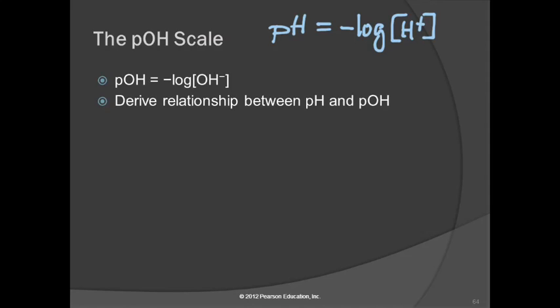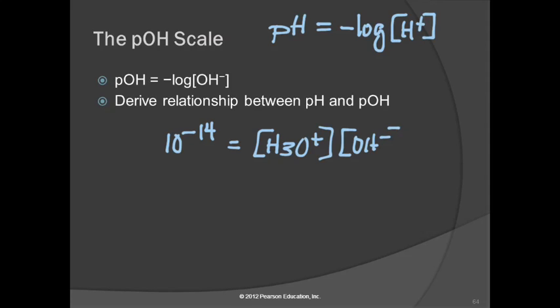I'm blanking. Absolutely blanking. Oh, I know. Okay. 10 to the minus 14, sorry, is equal to the hydronium ion concentration times the hydroxide ion concentration. I left off the 1 times the.